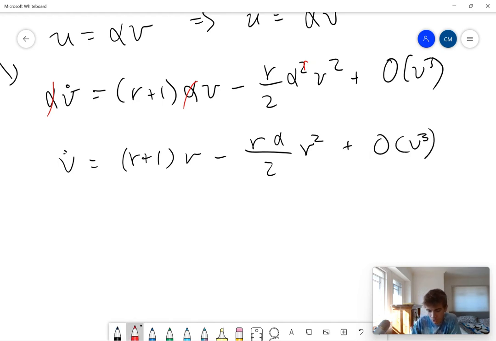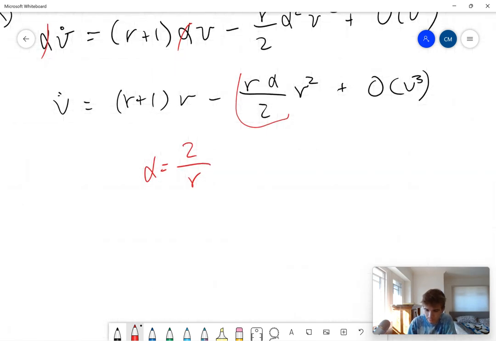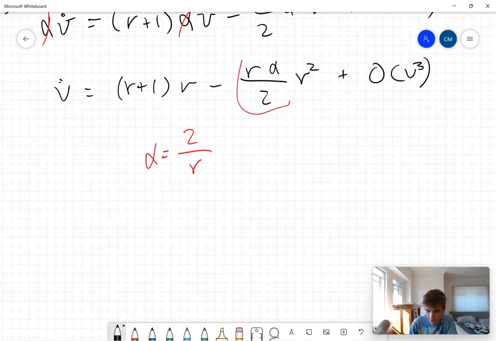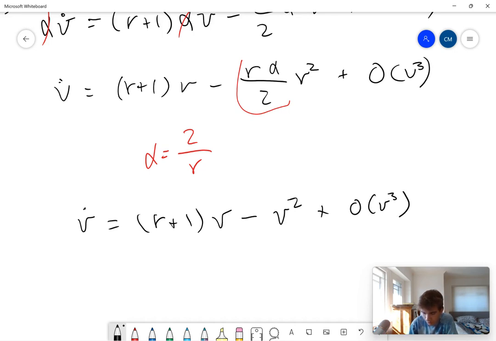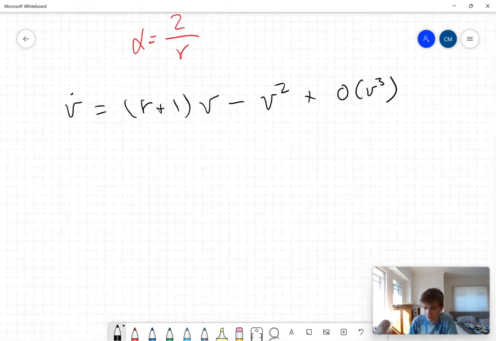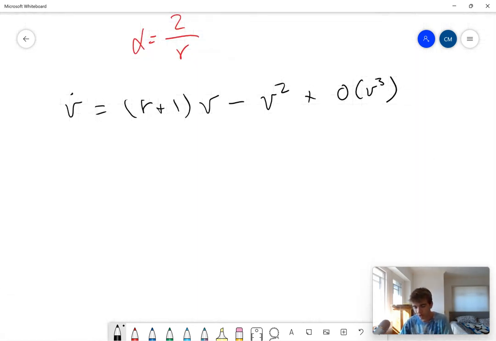And now I'm just going to choose my alpha. So I made alpha arbitrary on purpose so that I could just plug it into the equation and see what I should choose for my alpha to get rid of this term. So I'm going to choose 2 over r. And now plugging that in for alpha, I get the exact same equation. v dot is r plus 1 v minus v squared plus higher order terms. And now finally, we can see that we've reconstructed the perfect normal form.